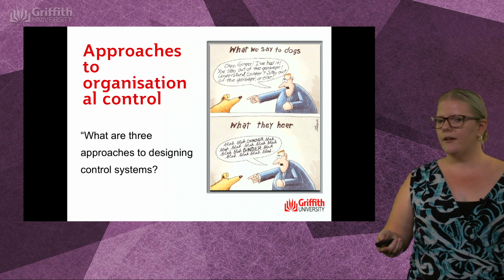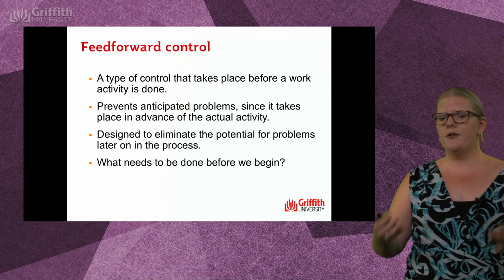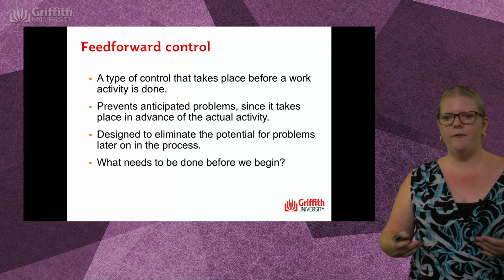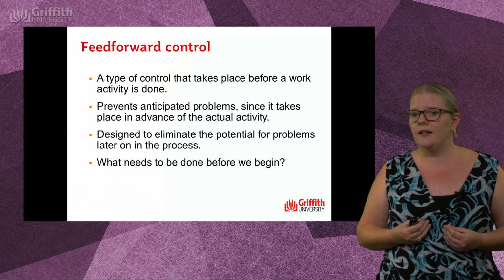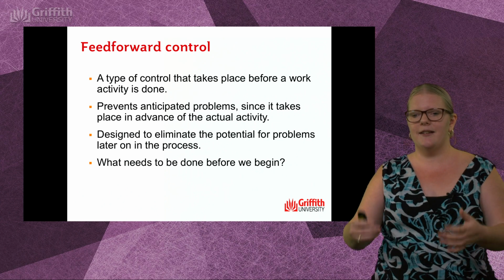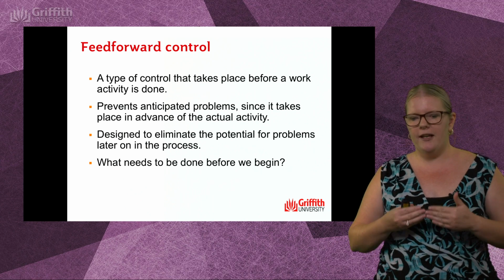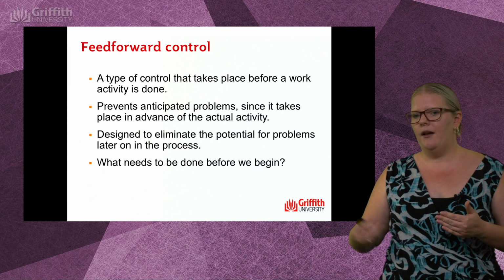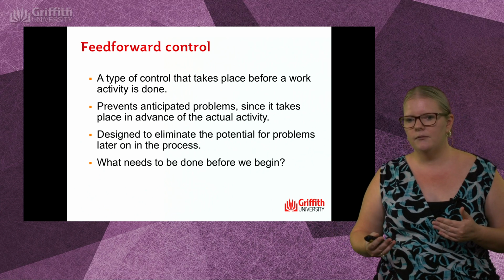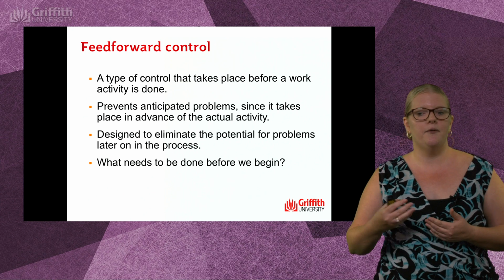So, what are the 3 types of approaches to design and control systems? The first one is called feed-forward control. A feed-forward control is the type of control that takes place before a work activity is done in order to prevent anticipatory problems. So for example, before you take a job as a lifesaver, you have to have a CPR and first aid certificate. That is a feed-forward control. It's designed to eliminate the potential for problems later on in the process if you haven't done that.